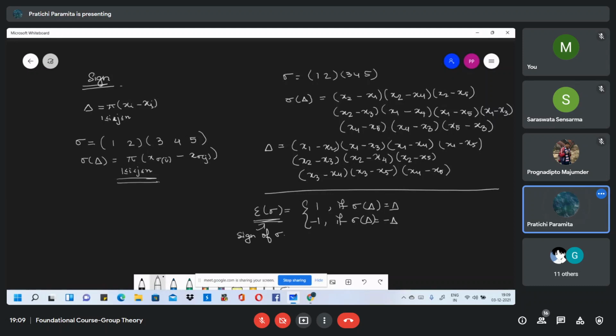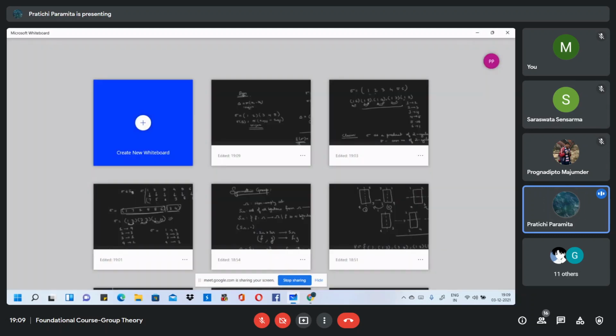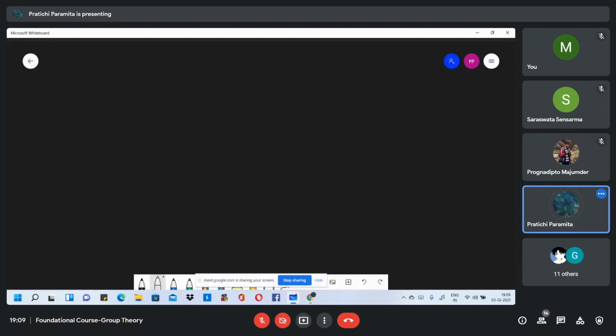If epsilon of sigma, that is the sign of sigma, is 1, that is sigma delta is equal to delta, we call it an even permutation. And if it is minus 1, then we call it an odd permutation. And An is just the set of all even permutations of Sn. That is known as the alternating group. Then we have something called the dihedral groups.